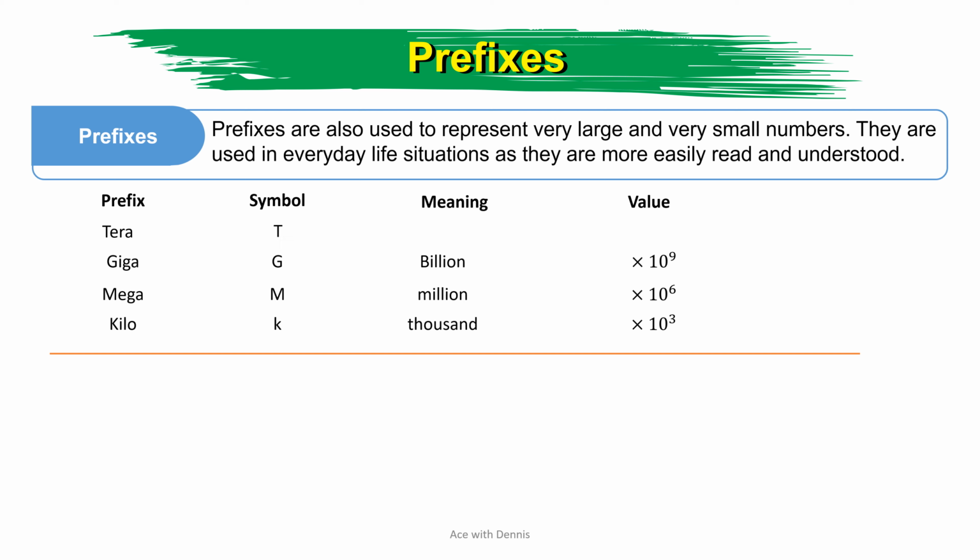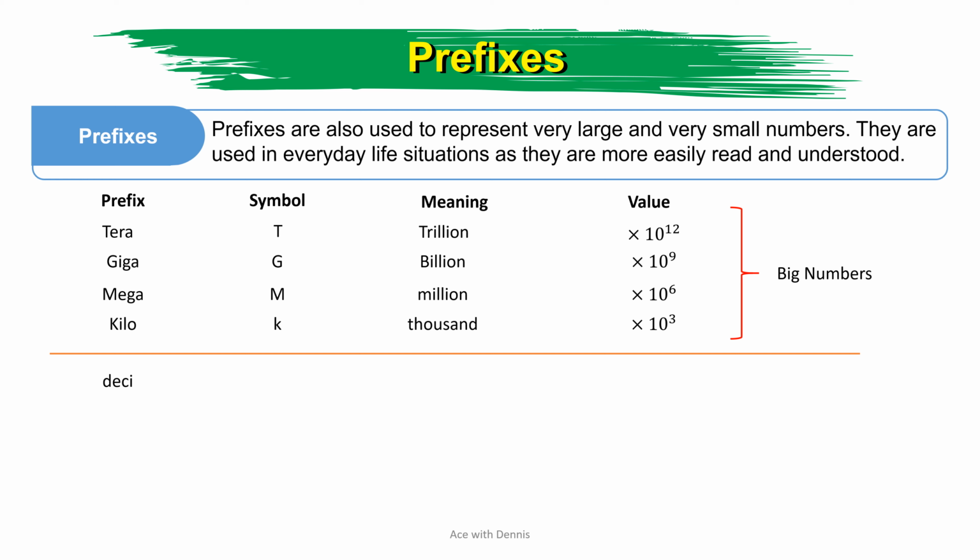Next, tera. The symbol is T. The meaning is trillion, and the value is times 10 to the power of 12. There are more prefixes for representing big numbers, but at our level, it is enough to reach tera. So all these represent big numbers.